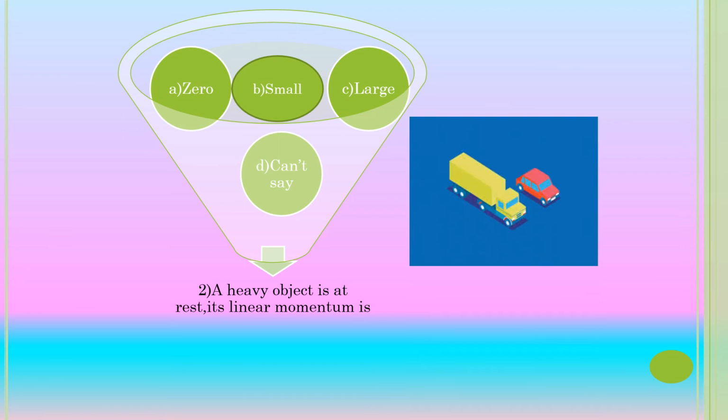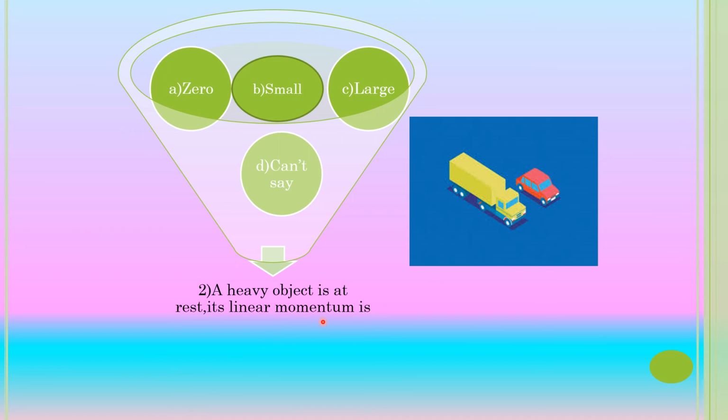See, what does momentum mean? It's mass as well as velocity. So whether the mass of the object is more or less, if it is at rest, then linear momentum is going to be 0. Why? Because momentum is the product of mass and velocity. So both of the factors are very important when you define momentum, right? Mass as well as velocity.